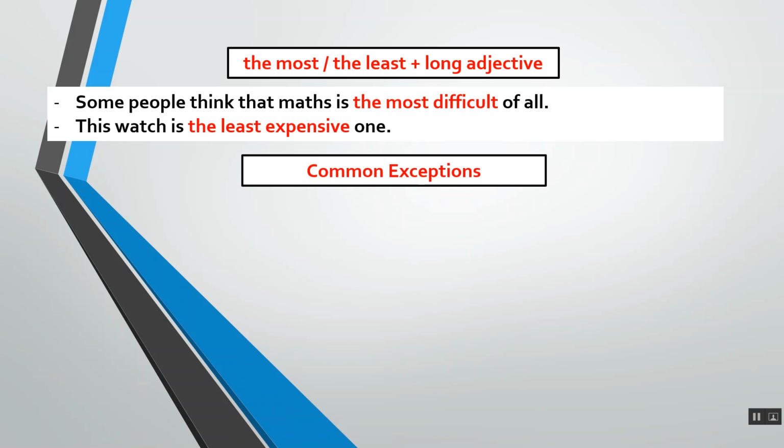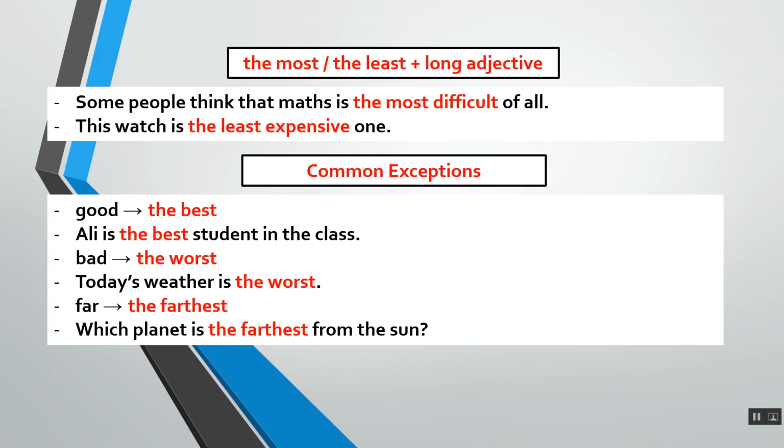We have some common exceptions: good, the best. Ali is the best student in the class. Bad, the worst. Today's weather is the worst. Far, the farthest. Which planet is the farthest from the sun?